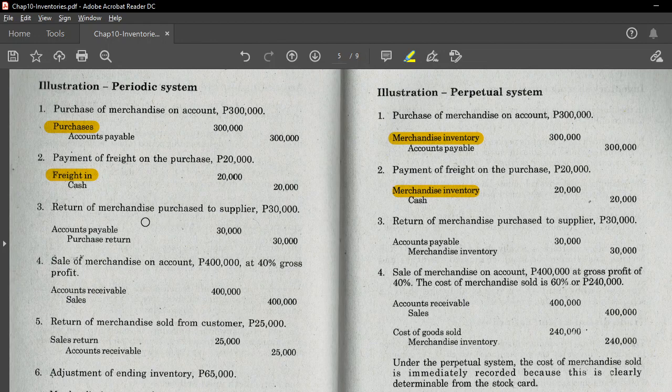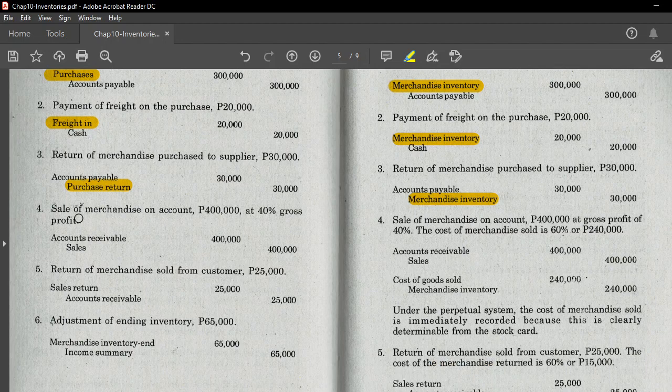Next, return of merchandise. So, balik na to. So, purchase return. Another temporary account. Ito mga temporary accounts lang to eh. Pero, sa perpetual, diretso na din. Credit kay merchandise inventory. Number 4, sale of merchandise. Pag nakabaligya ta, okay, baligya, accounts receivable sales. Pero pag abot kay perpetual, naatay specific credit on merchandise inventory. So we have 2 entries pag abot kay perpetual. Kay periodic, wala.